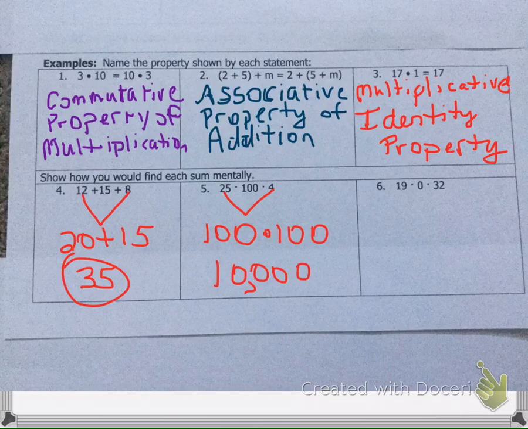Number 6, I have 19 times 0 times 32. Okay, well, I'm multiplying numbers times 0. Any number times 0 is 0. So if you look at this problem, you don't even have to do the 19 times 32. Your answer is 0. Which property would that be? That would be the multiplicative property of 0.